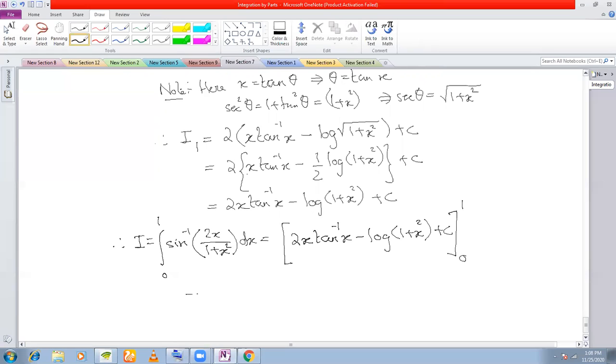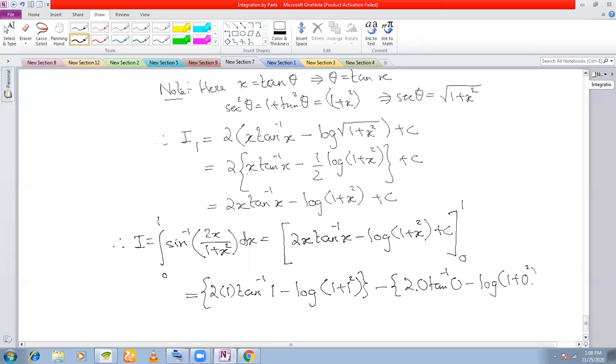Now put the upper limit first: 2 into 1 into tan inverse 1 minus log 1 plus 1 square. Now put the lower limit: 2 into 0 into tan inverse 0 minus log 1 plus 0 square. So this entire thing actually becomes 0.